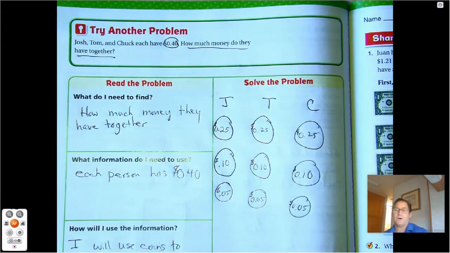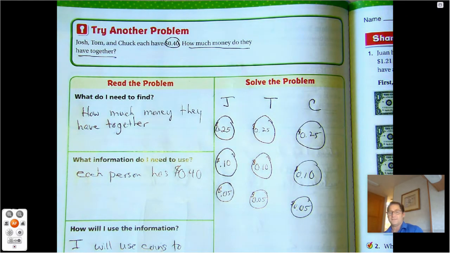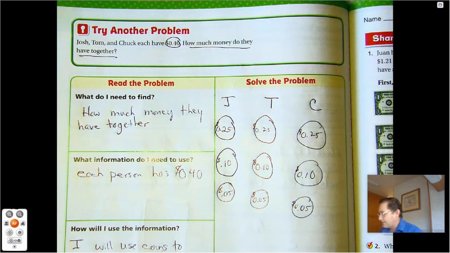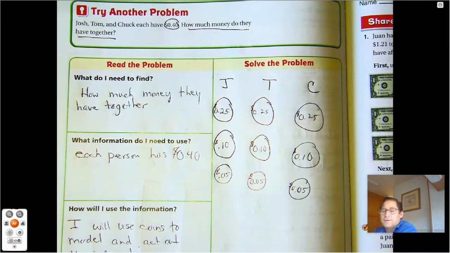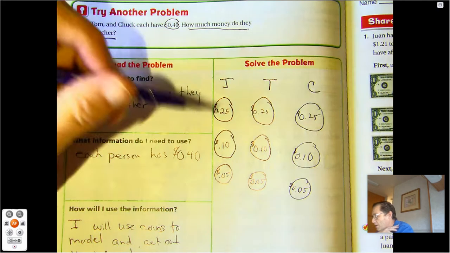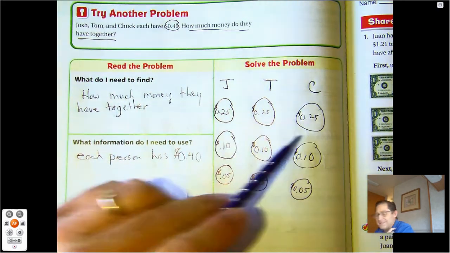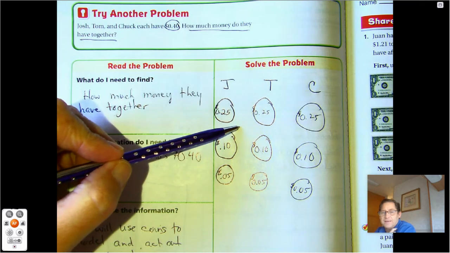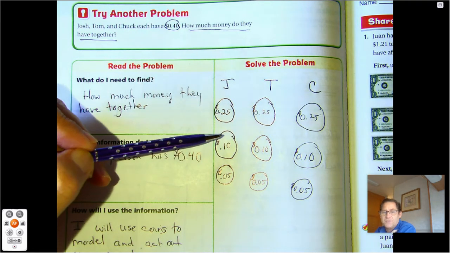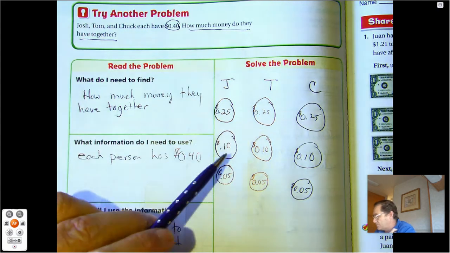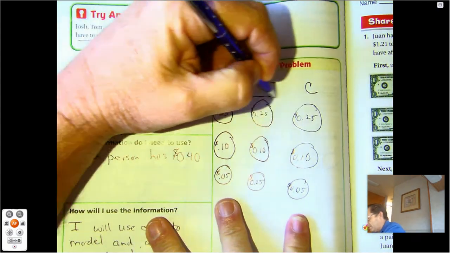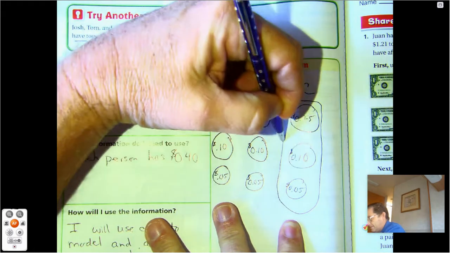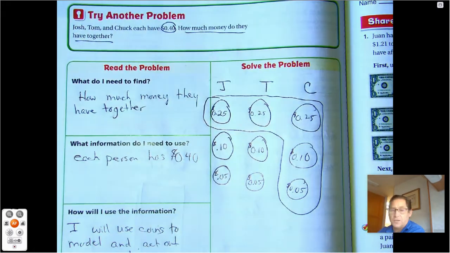All right, so we have our 40 cents for each person. Now let's group a dollar if we can. So I see 3 quarters here. That's 75 cents. Is there another set of coins that would give me 25 cents? Well, 2 dimes and a nickel would, right? So I can group those. That's $1.